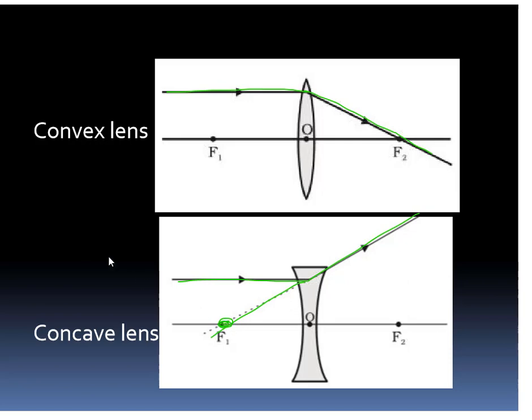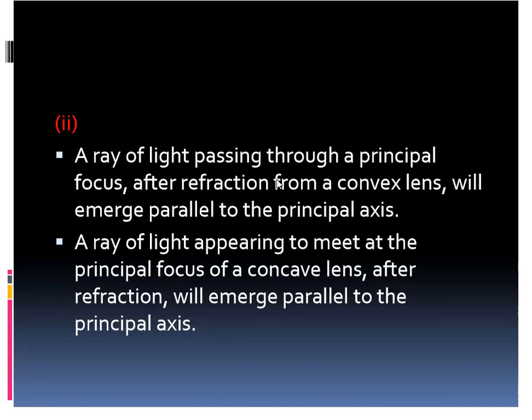Okay. Next point, a ray of light passing through the principal focus after refraction from a convex lens will emerge parallel to the principal axis. So, if a ray of light is passing through the principal focus and refracts, then it will emerge parallel to the principal axis. A ray of light appearing to meet at the principal focus of a concave lens after refraction will emerge parallel to the principal axis. Okay.